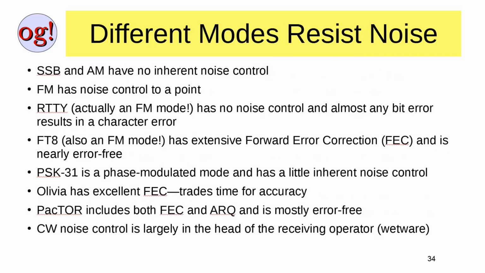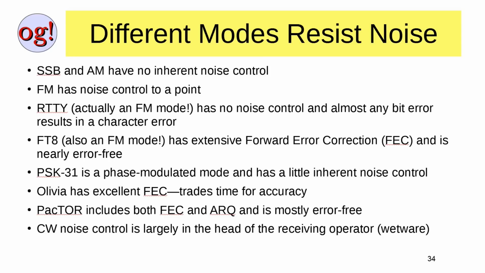Now, I want to talk just a little bit about modes. Different modes resist noise differently. Single sideband and AM have no inherent noise control. The waveform is analog. You're modulating the size of the radio signal, and static and everything else just looks like another AM waveform.